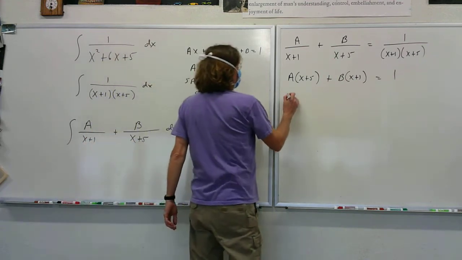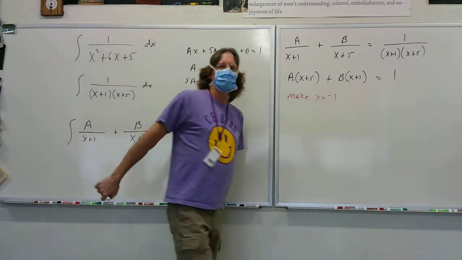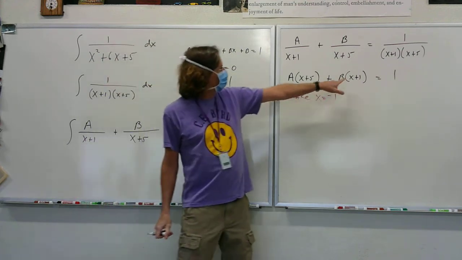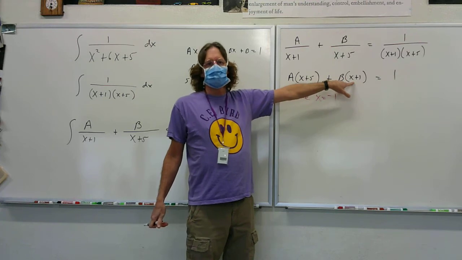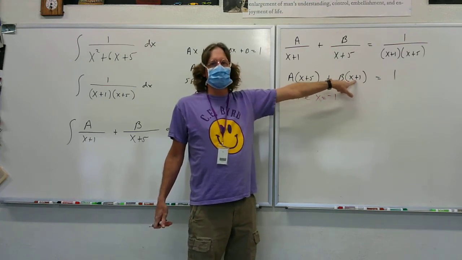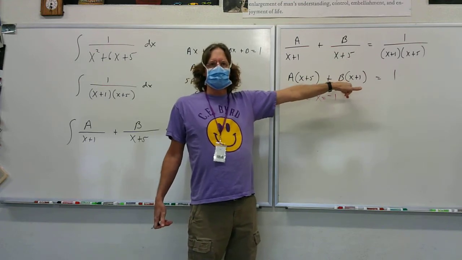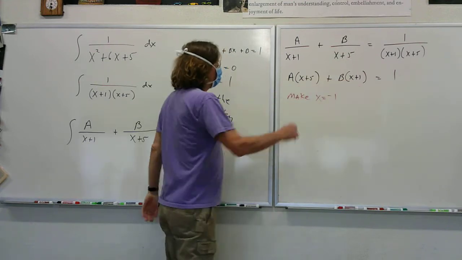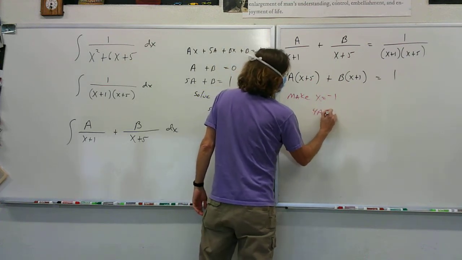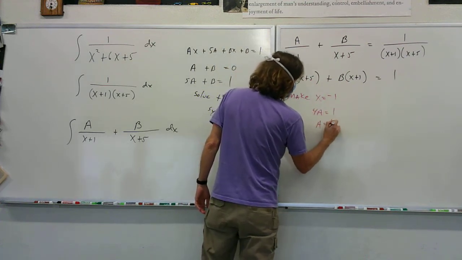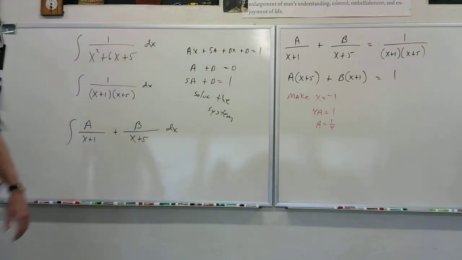Make x equal -1. I picked that out because what's -1 plus 1? -1 plus 1 is 0. So what's 0 times b? 0. I put a -1 here. I'm going to get 4a equals 1, a equals 1/4. I just figured out a without doing a lot of work. I could have done that in my head.